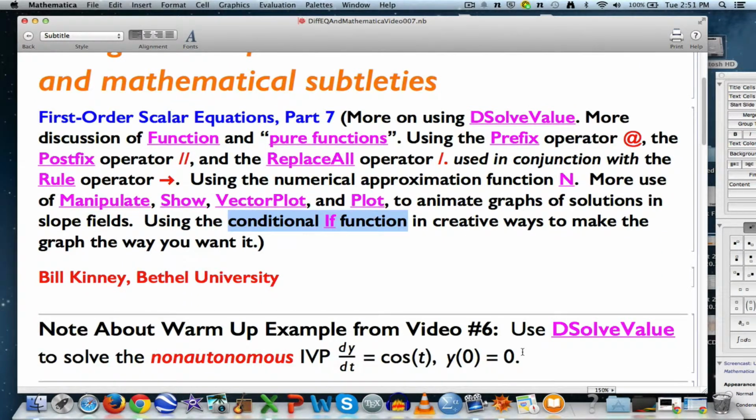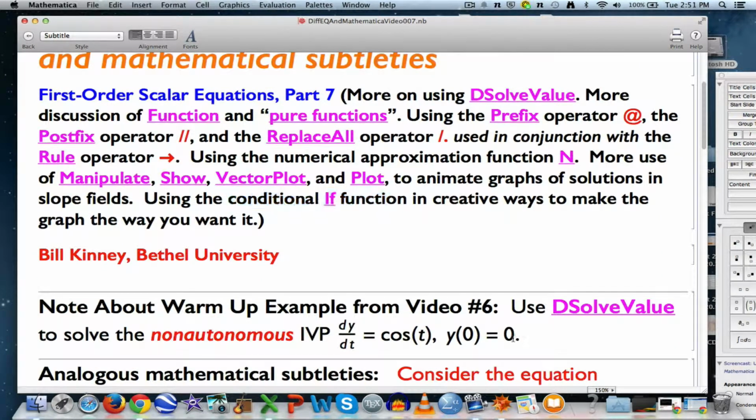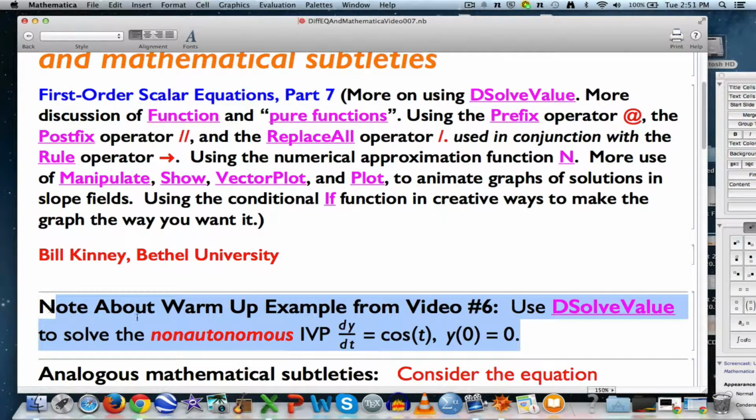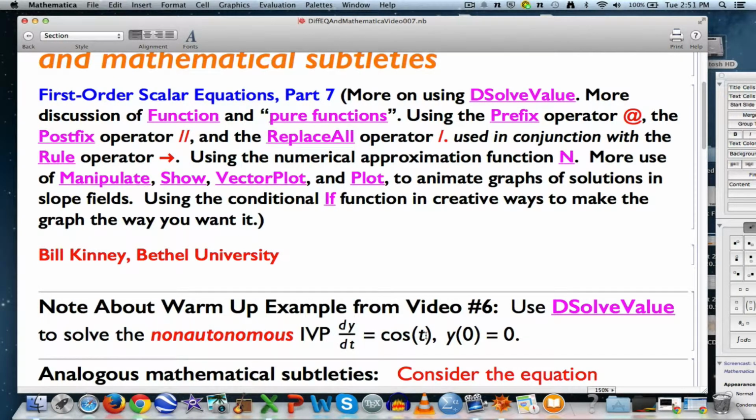Alright. I thought it'd be good. Well, first there's a note I want to make. In the last video, when I did this warm-up example, I accidentally wrote the word autonomous here, and I want to correct that. This equation is not autonomous. The right-hand side has got a t in it. It's got a dependence on time, so that's non-autonomous. That's what I should have written there before. It's a pure antiderivative problem.